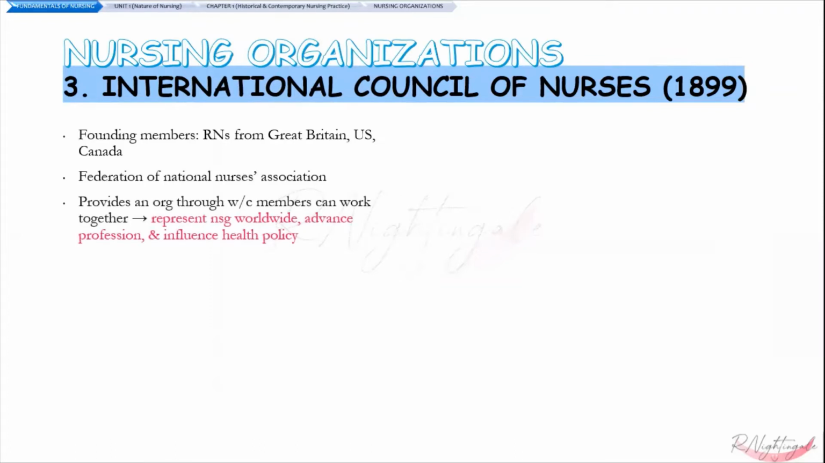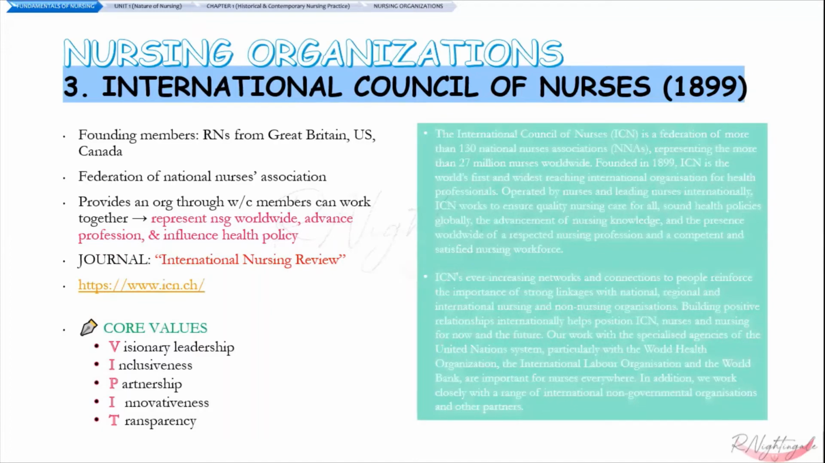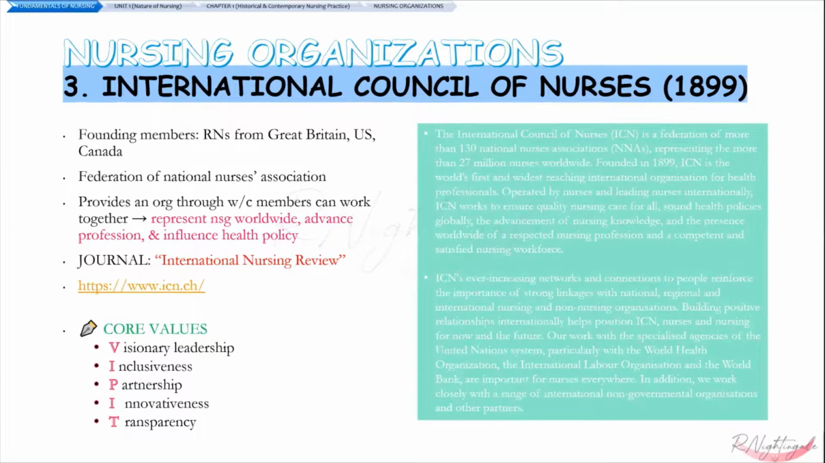through which member national associations can work together for the mission of representing nursing worldwide, advancing the profession, and influencing health policy. The 5 core values of the ICN are visionary leadership, inclusiveness, innovativeness, partnership, and transparency. The official journal of the ICN is called International Nursing Review, and this is their website. You can remember the core values of ICN with the acronym VIPIT. And this is their introduction in their website.